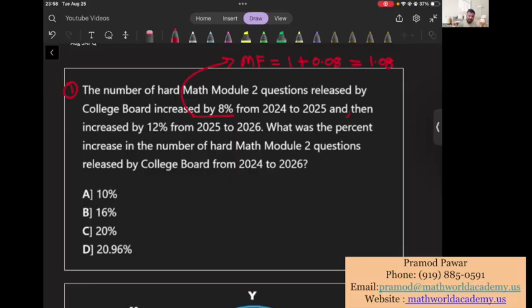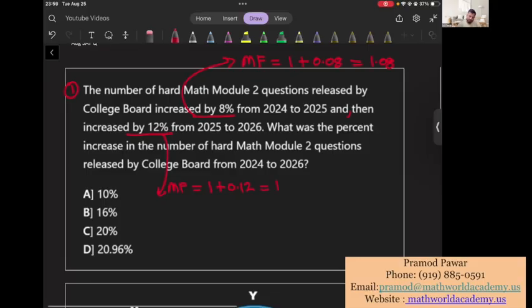And then it again increases by 12%. So this is the second piece of information. First there was an 8% increase. Now again, there is a 12% increase. So one more time, let's calculate the multiplication factor for that 12% increase. The multiplication factor for this change would be, it's always 1 plus, because it's again an increase, and convert 12% into its corresponding decimal value. 12% is, you just divide by 100, so it's going to be 0.12. So the multiplication factor for the change will be 1.12.